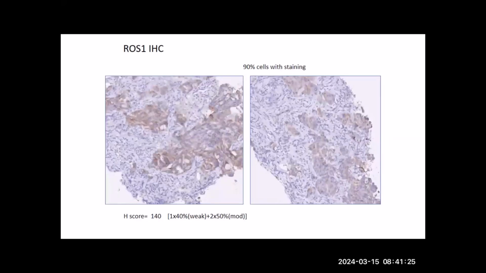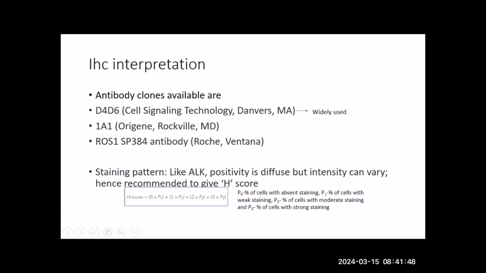We have to calculate the percentage of cells which are strong staining, moderately staining, and weak staining. The formula is: H score is 1 times the percentage of weak staining cells, plus 2 times moderate staining, plus 3 times strong staining. Usually scores above 80 to 100 correlate with a positive FISH test. We use the D4D6 Cell Signaling antibody clone. There are other clones in the market also, but this is the most widely used.